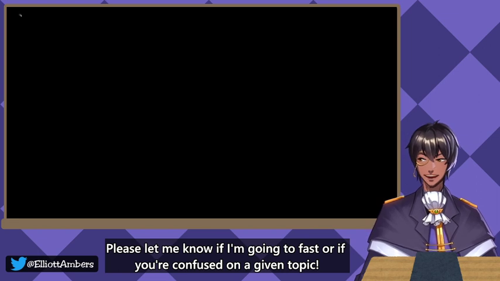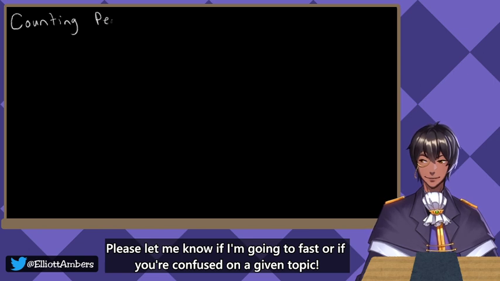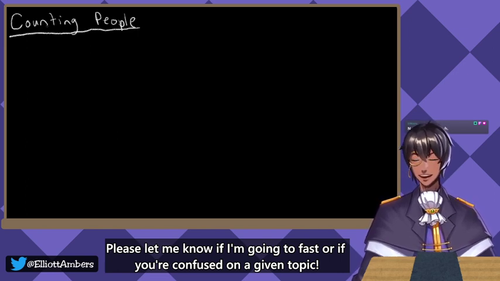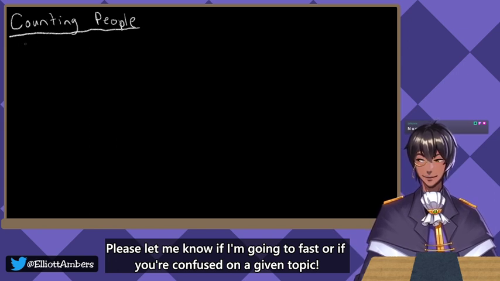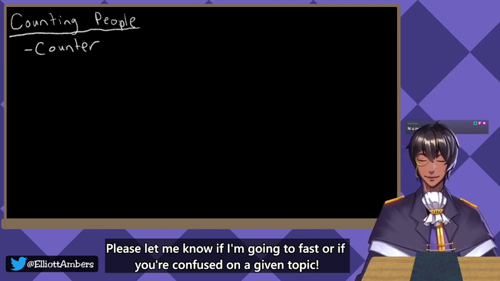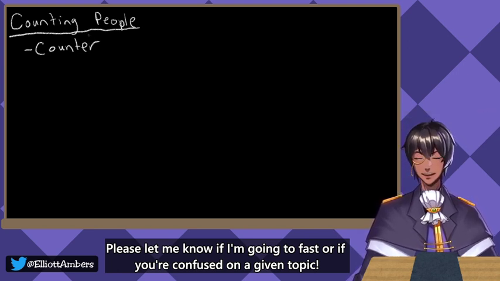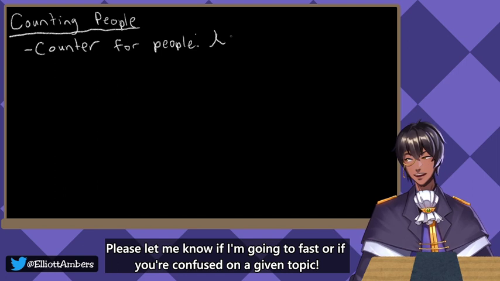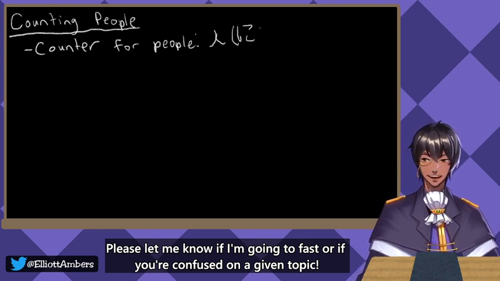So, counting people. So to count people, numbers, don't worry, we're not going to go too big. We're only going to go up to 10 here. So the counter for people, like I mentioned before, pretty much everything that you can count has a specific symbol that we use to count them. The counter for people is simply the kanji for person, but it's pronounced as nin.